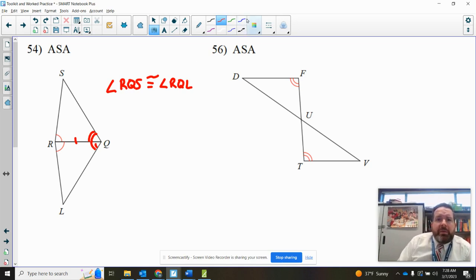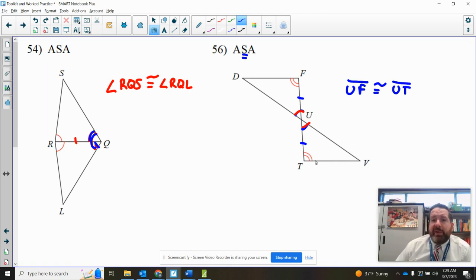Down here then, what else am I going to make that? Those blue. There we go. In this one, what do we know? Those angles are already marked, angle F and angle T. These two vertical angles are congruent. I want ASA, so the side has to be between the two angles. So it's got to be that side, and it's got to be that side. So I need to know that the segment on the top, segment UF, is congruent to the segment on the bottom, segment UT. If that's true, then I have my ASA on the bottom and my ASA on the top.